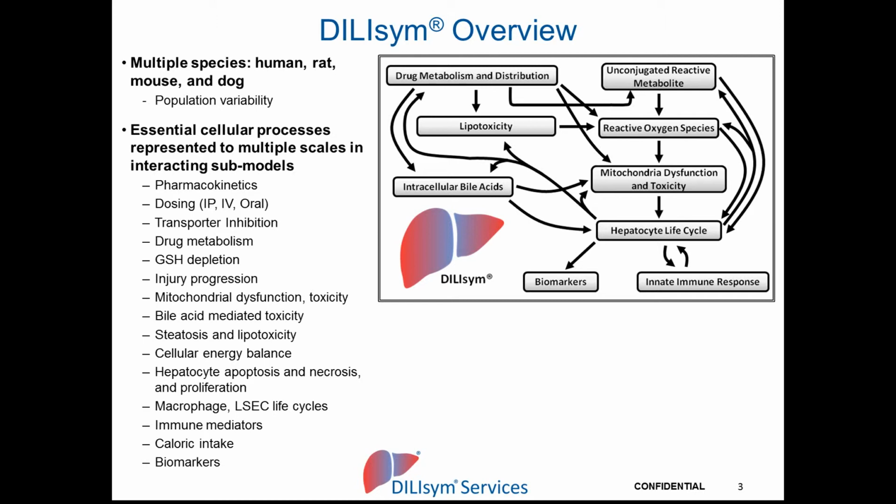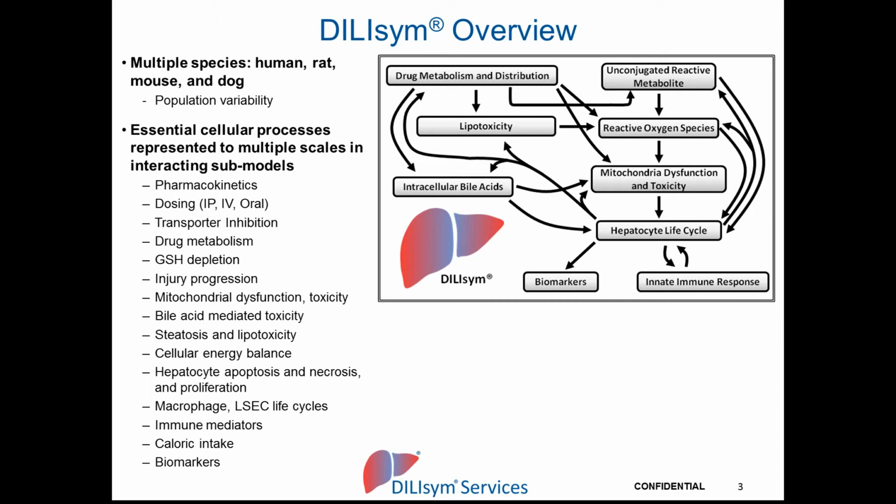There's a summary diagram here that describes many of the key mechanistic submodels within DILIsym, as well as how these submodels interact. Starting from the upper left, you can see a depiction of drug metabolism and distribution, and this enables DILIsym to predict hepatic exposures of parent and/or metabolite and how they may interact with the various mechanistic pathways of hepatotoxicity, including reactive metabolite generation, lipotoxicity, reactive oxygen species, mitochondrial dysfunction and toxicity, and intracellular bile acids.